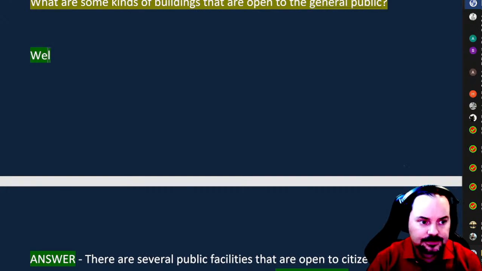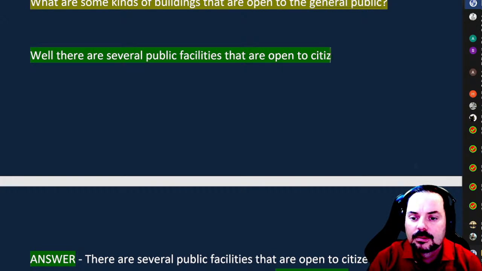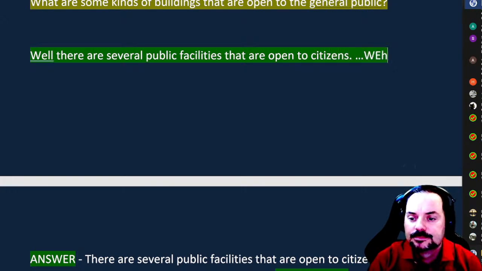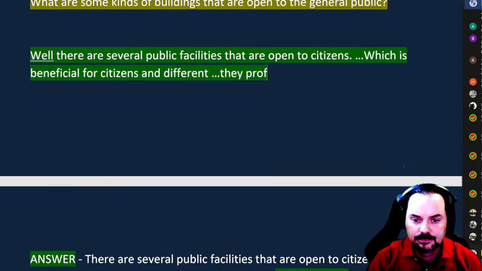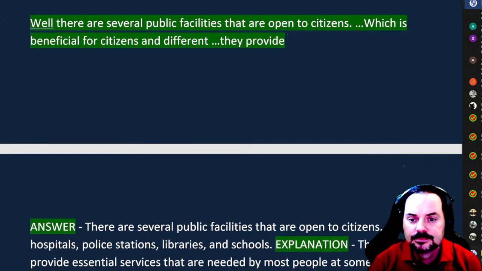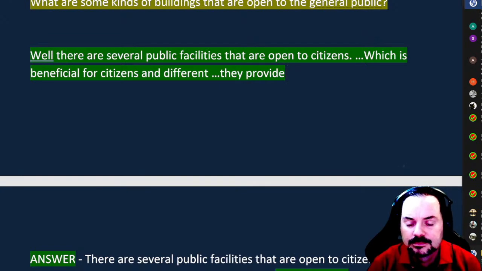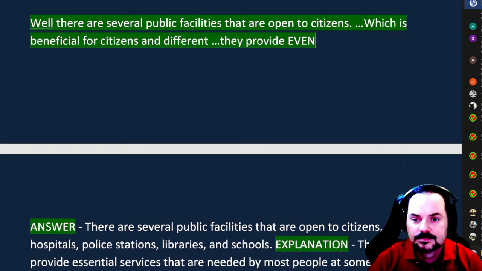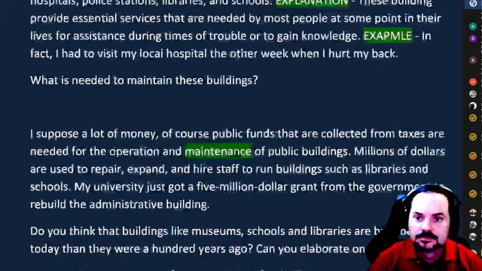Well, there are several public facilities that are open to citizens, like police stations, libraries, art centers, and schools, which are very beneficial for citizens, or even some different types of public places that are really good for tourists. They provide essential services that are needed by most people in trouble or to gain more knowledge. Even last Sunday, I visited the public library in Tantan City, and I gained a lot of knowledge about what happened in the past in Punjab. I think these are the buildings that are really beneficial for the general public.